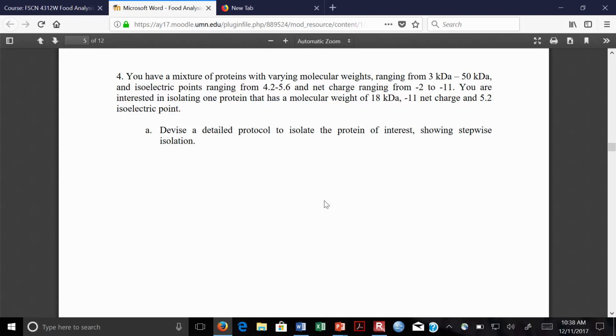The order doesn't really matter. You can start with whatever you want to start with, size exclusion or pH precipitation or anion exchange, as long as you show these 3 different ones based on what's given in the question. Okay.